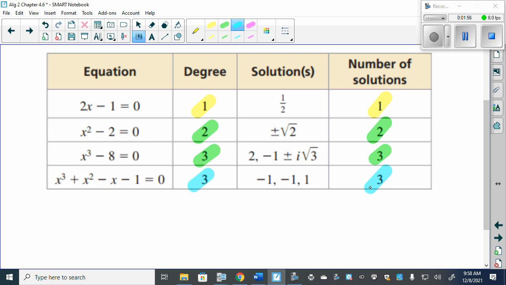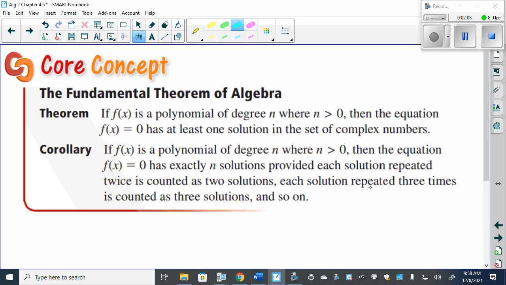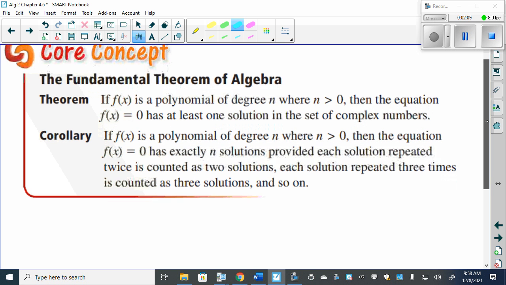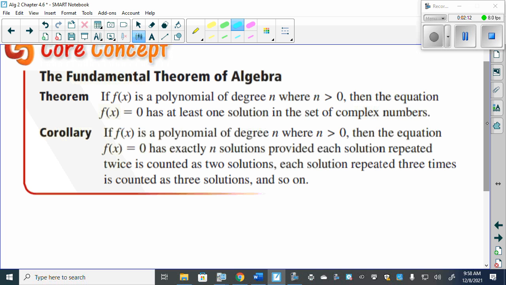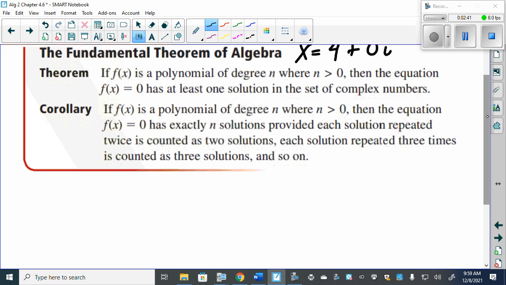Well, what do we notice about the degree and number of solutions? They're the same. And according to the fundamental theorem of algebra, if f is a polynomial of degree n, where n is greater than 0, then the equation f of x equals 0 has at least one solution in the set of complex numbers. Okay, well that makes sense because we can write any number as a complex number, such as x is equal to 4. Well, I can rewrite it as x is equal to 4 plus 0. All right, we can write any number as a complex number. So all polynomial functions will have at least one solution in the complex numbers. And that's kind of interesting.